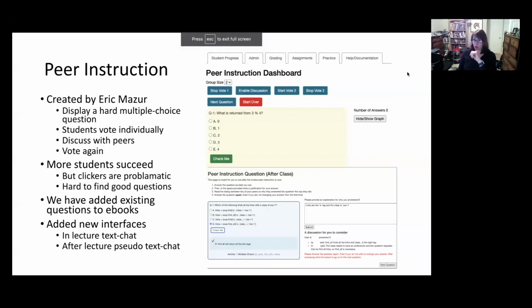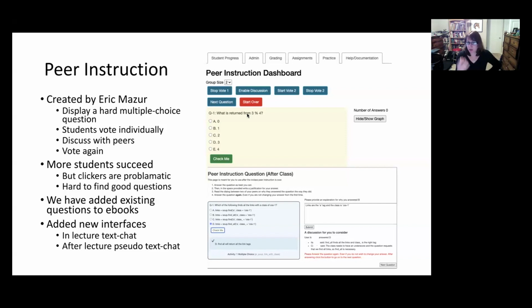One of the things I also mentioned is peer instruction. This is one of the things we have the most evidence for, decades of evidence. It was originally created by Eric Mazur. He displays a hard multiple choice question that people often get wrong, that they often have misconceptions about, like what is the remainder after 3 is divided by 4?